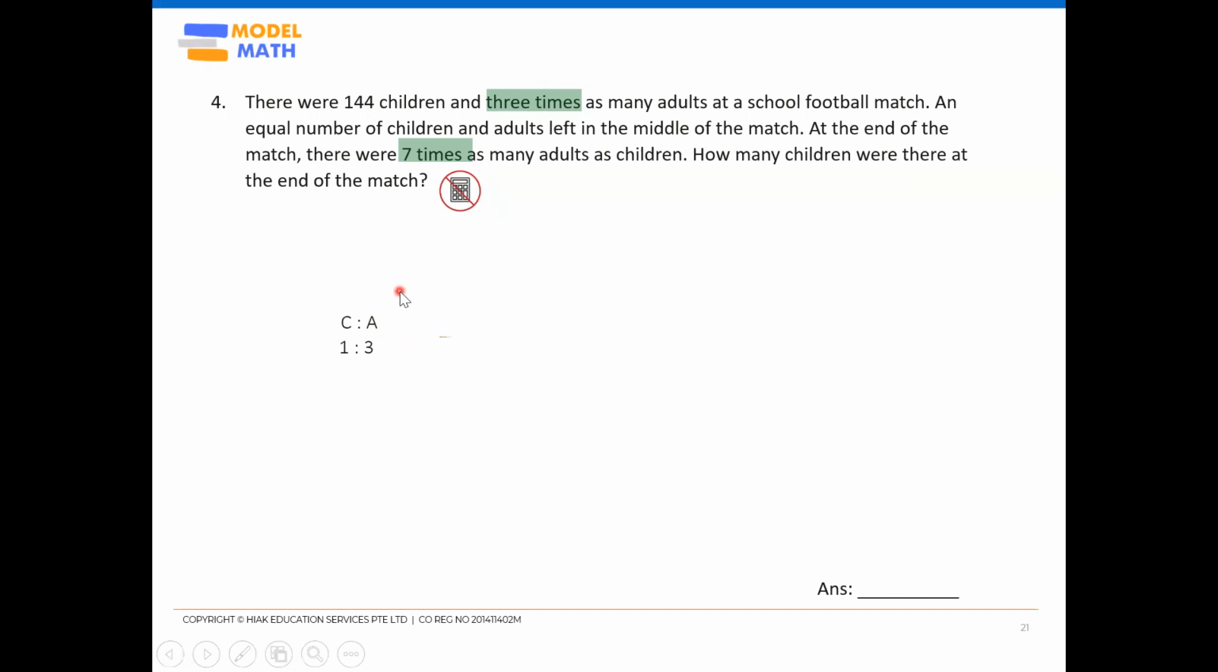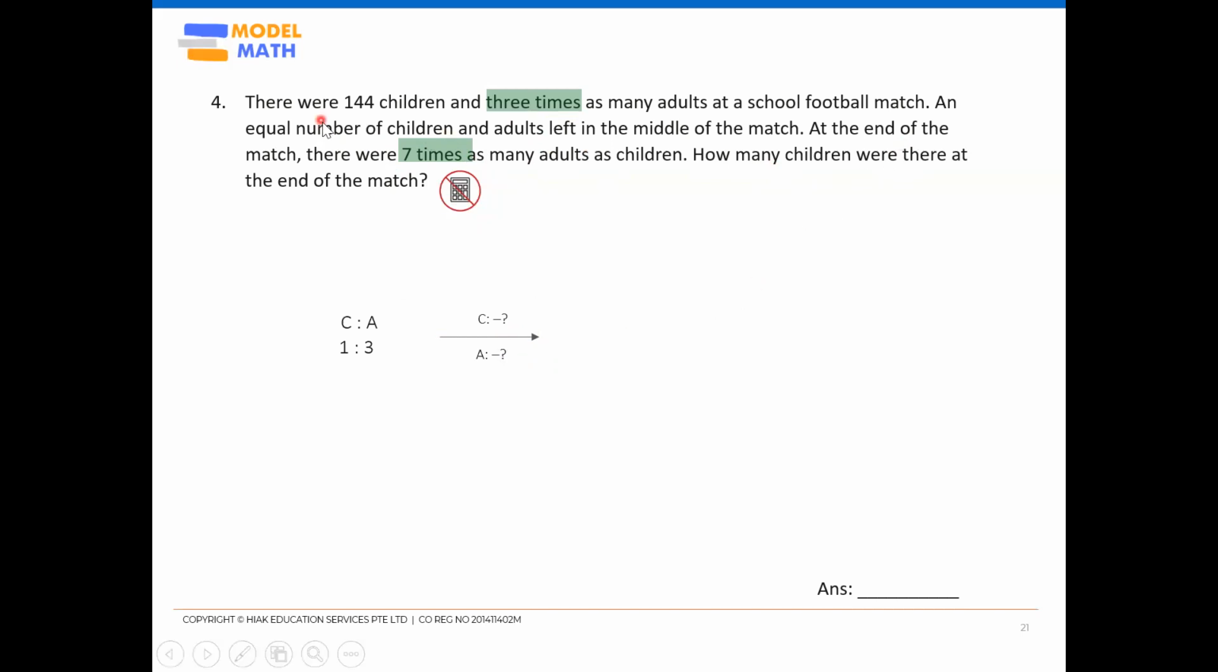Now, then we have the change. Draw an arrow to show the change. Equal number of children and adults left in the middle of the match. So there's a drop in number of people. Okay, do we know how many children and adults left? We do not know. All right, so children, you can just go a minus question mark. Same for the adults. So these 2 question marks have the same values.